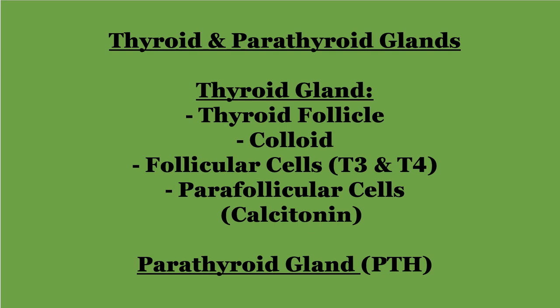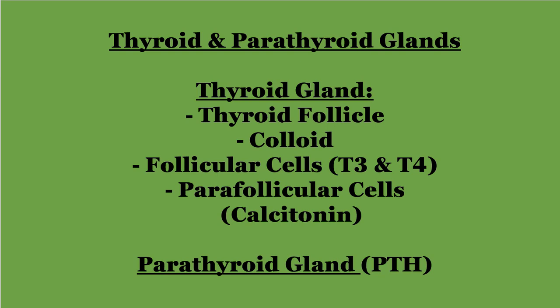The next one that we have is the thyroid and parathyroid glands. With the thyroid, what we're going to be looking for is the thyroid follicle, which contains the colloid. And then we have the follicular cells that surround the follicle, and that is where we get T3 and T4. T3 and T4 are our metabolism hormones, so they're what we use to metabolize the foods that we eat in our body.